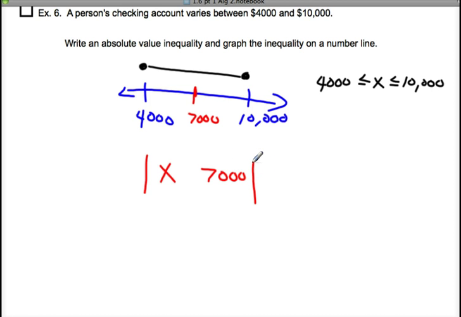And how do we find distance? We subtract and take the absolute value. Well, because we're closer to the middle, that distance is less than or equal to. And then the big question is, how far is it from the middle to either end? And hopefully you see that's 3,000. 10,000 minus 7,000 is 3,000, and then 7,000 minus 3,000 is 4,000. It's 3,000 both directions. There's an absolute value inequality that stands for that situation.